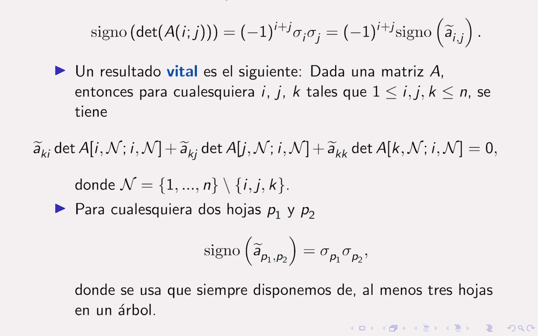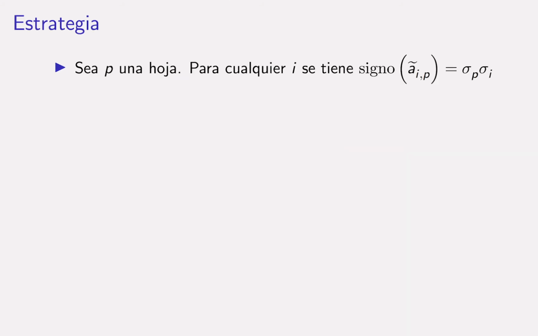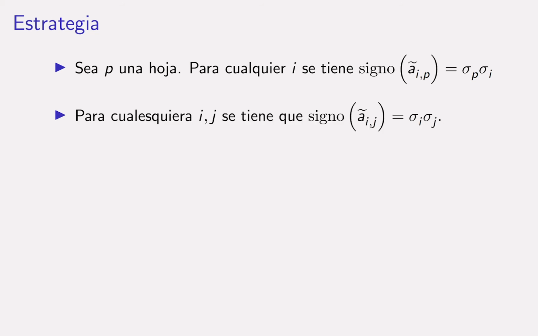Once we have that, for any particular leaf P, every entry of the matrix, A tilde IP and A tilde PI, has the right sign. So now, if we have our matrix, every row related with a leaf, all this row and all these columns, have the right sign pattern that we expect. This is not difficult to get either.